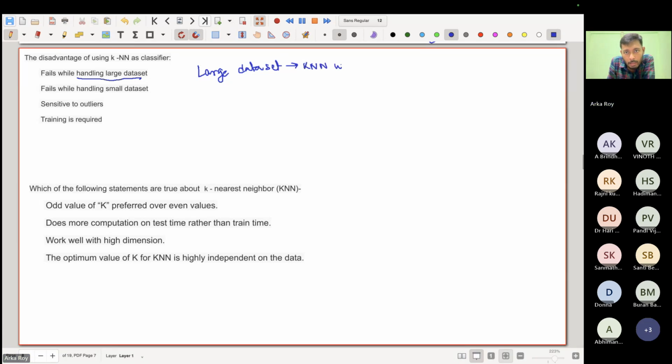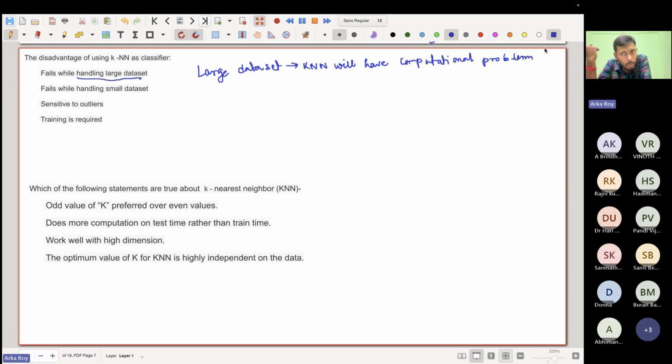KNN will have computational problem, because you can understand you have lots of data, you have to calculate the distance, you have to store them in memory in RAM. So this is very much a computationally cumbersome process.